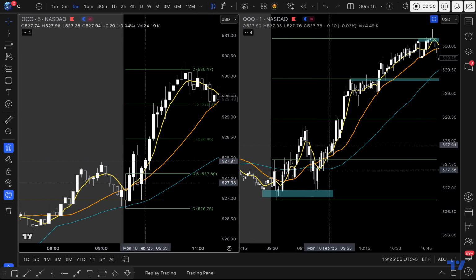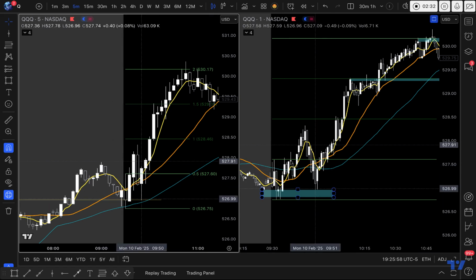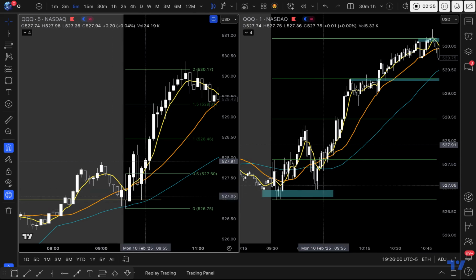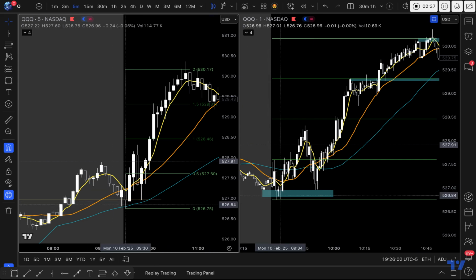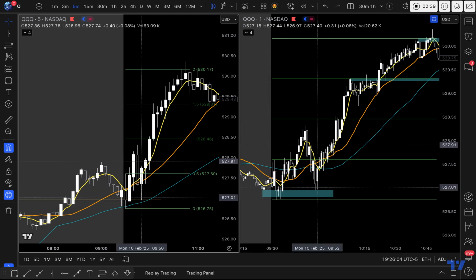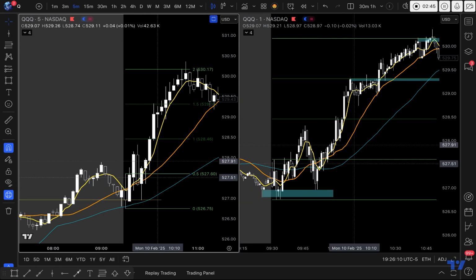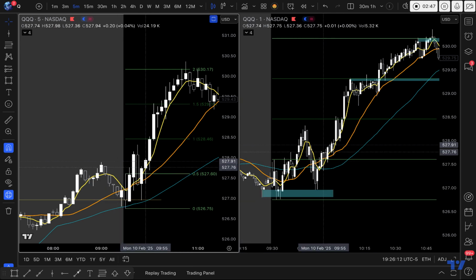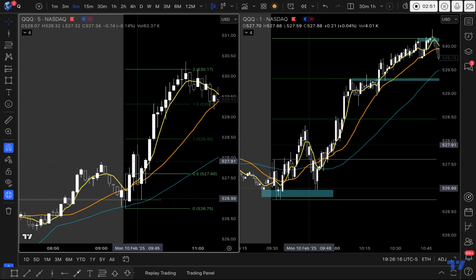So 1 minute gave us a little hint here, showing that it respected the support. Therefore, if people on 1 minute see this, they're likely to take their risk entry there. But for me, I'd rather see the 5 minutes break over and then pay extra for the entry than just use 1 minute.